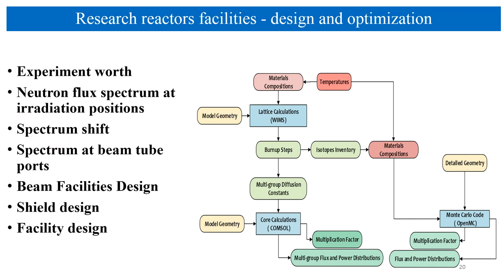As an example, in some reactors they are using what we call a thermal column. The main function of this thermal column is to thermalize more neutrons or get rid of more fast neutrons. That's why we call it a spectrum shift, because we are shifting the spectrum from the normal spectrum inside the core to more thermalized neutrons.